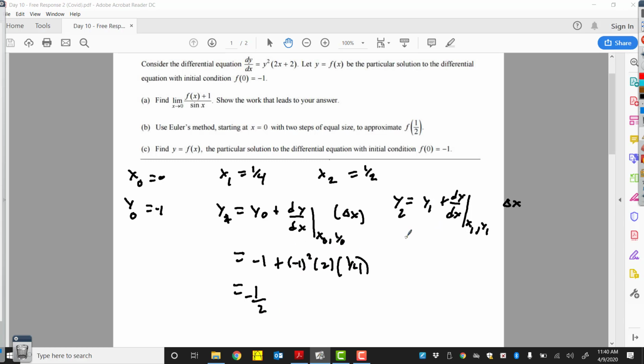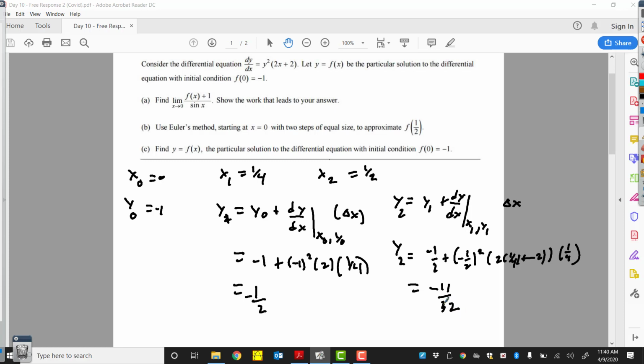All right, so now that changes what our y1 is. y1 is now negative 1/2 plus, then we do the derivative at x1 comma y1. So that's 1/4 for x, negative 1/2 for y. So negative 1/2 squared times 2 times 1/4 plus 2. And then times delta x, so times another 1/4. And when we plug this in, we end up getting negative 11 over 32.